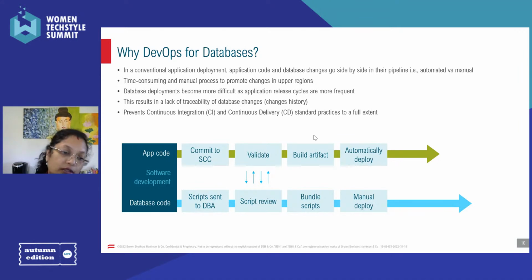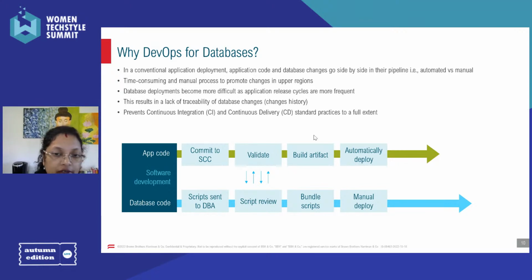If the database code is manual, say you send the script to the DBA, the script will be reviewed, it will be bundled with other scripts, and then it will be a manual deployment. So with this approach, it's hard to bring CI/CD in its full extent where everything is just together. So now we understand that there is a need for DevOps for database, but let's look at the challenges also. Why has it not been done?